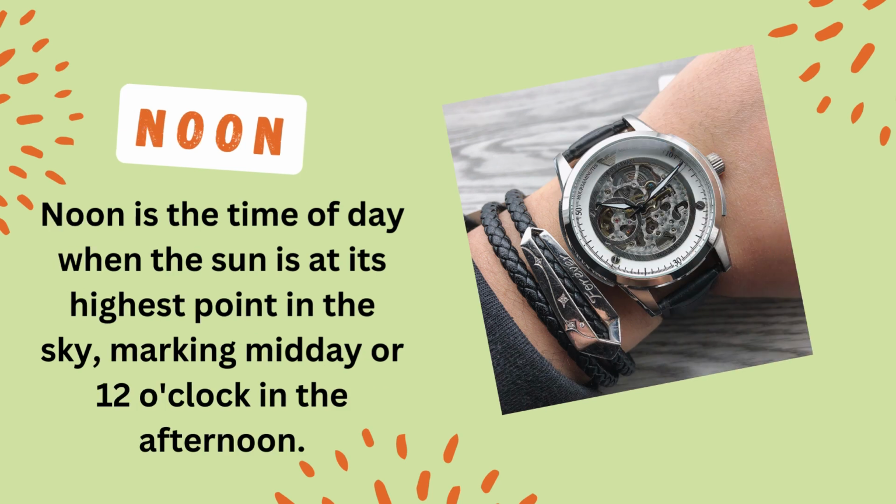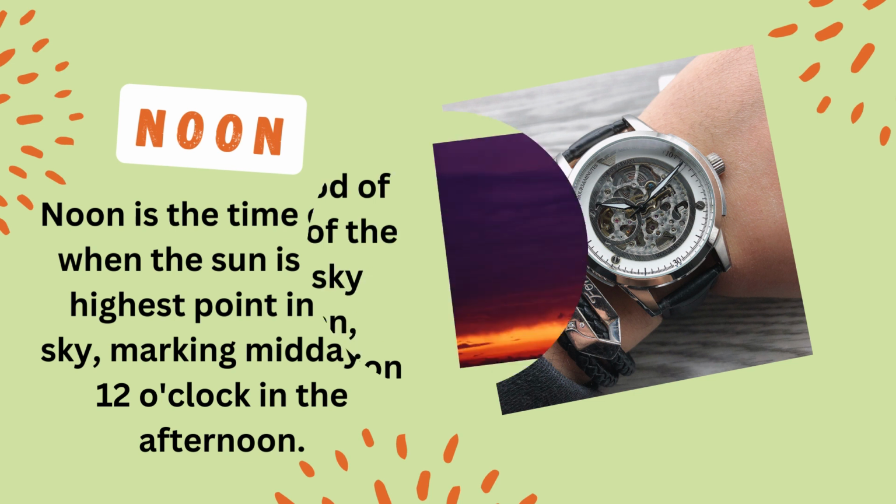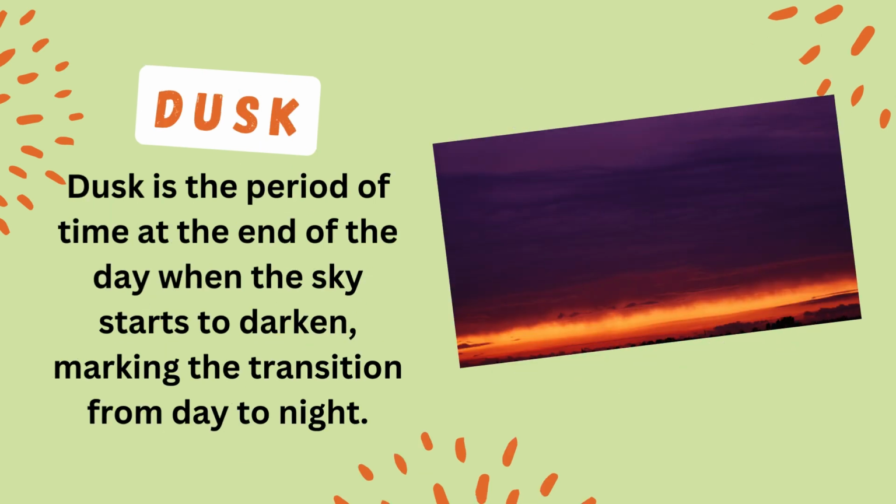Noon. Noon is the time of day when the sun is at its highest point in the sky, marking midday or 12 o'clock in the afternoon. Dusk. Dusk is the period of time at the end of the day when the sky starts to darken, marking the transition from day to night.